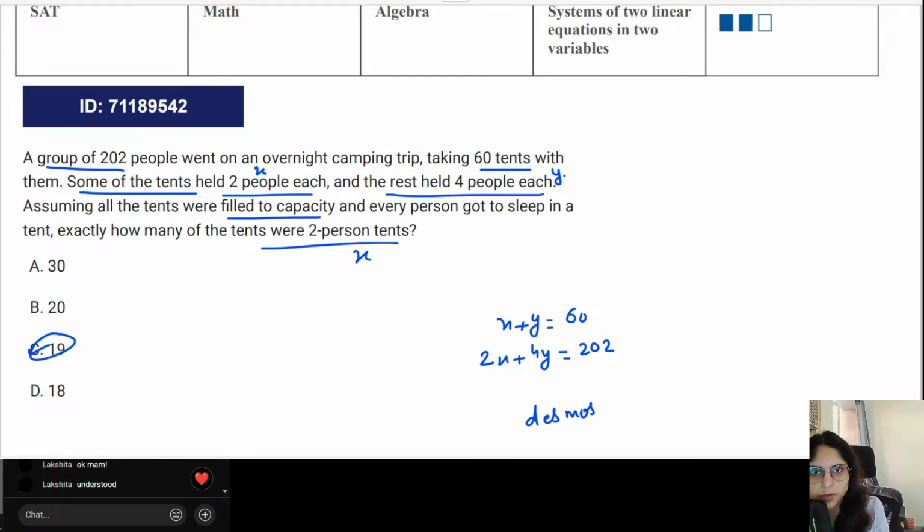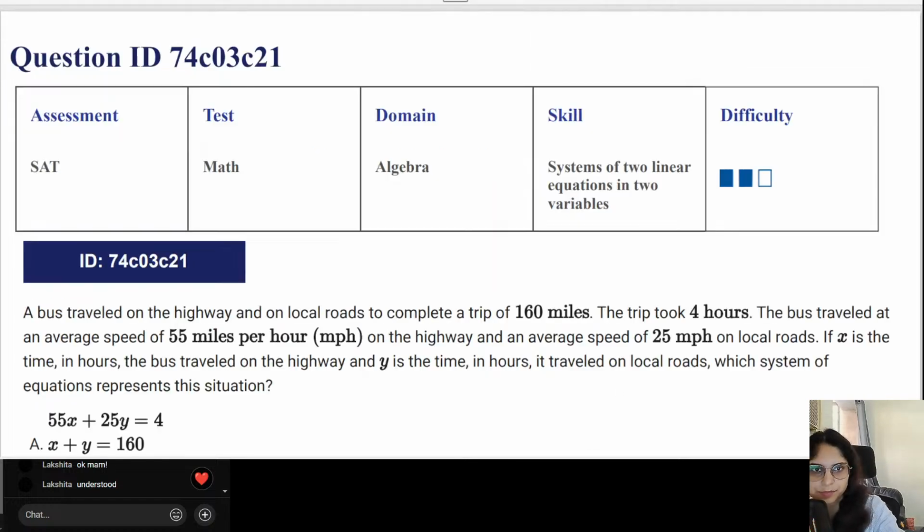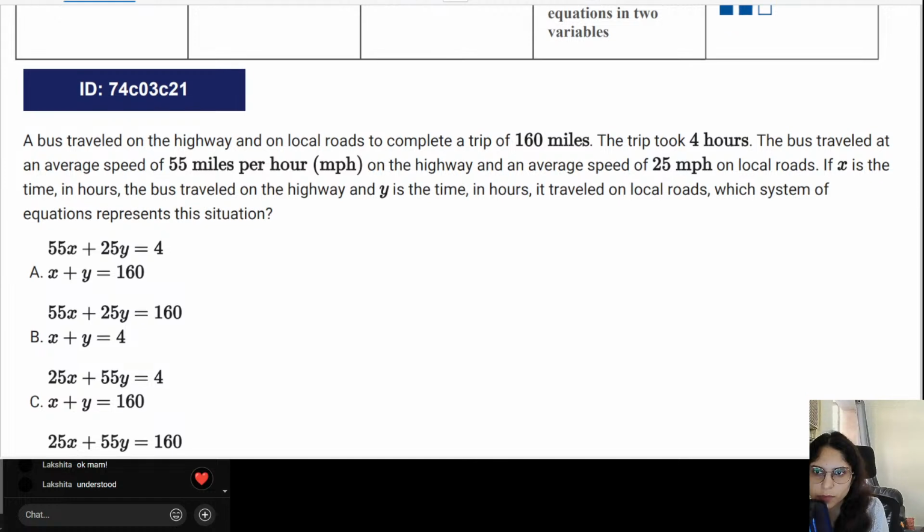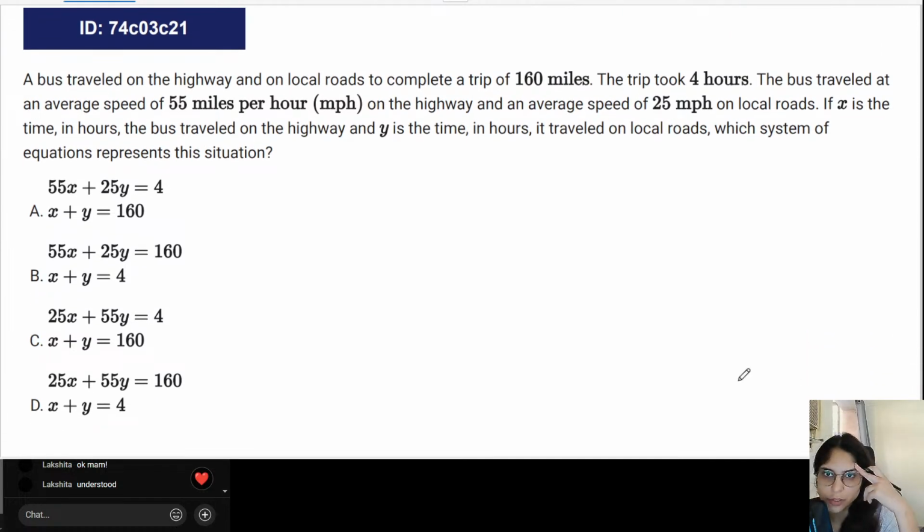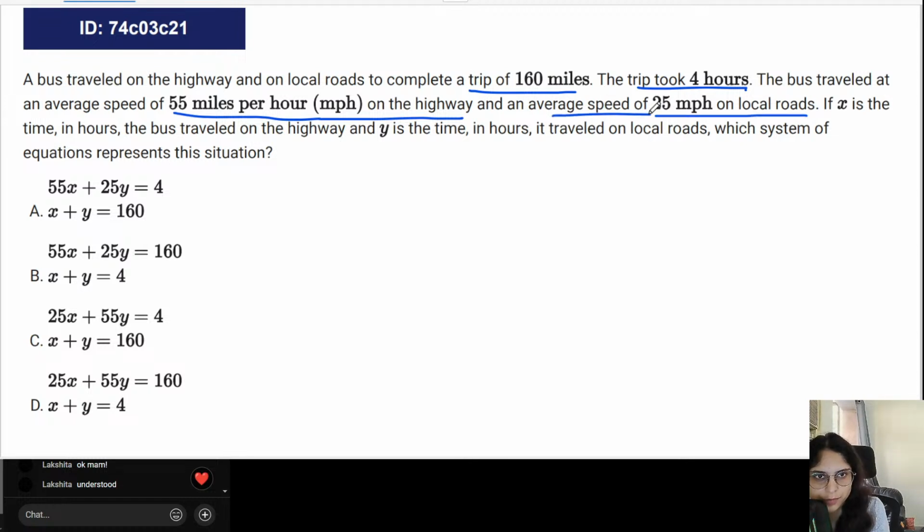Question number 18 is the next one. A bus traveled on the highway and local roads to complete a trip of 160 miles. The trip took 4 hours. The bus traveled at an average speed of 55 miles per hour on the highway, and an average speed of 25 miles per hour on local roads.